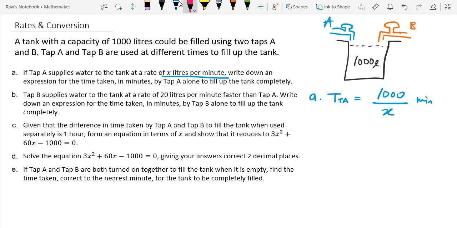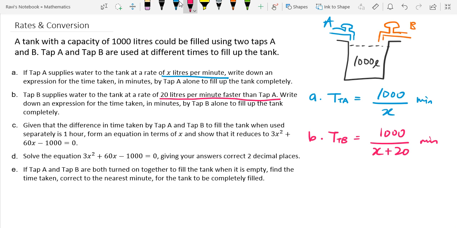Let's look at part B. So part B is similar, except that now we are only looking at tap B alone. So tap B supplies water to the tank alone. And we are given this information that tap B supplies water at a rate that is 20 liters per minute faster than tap A. Okay, so for tap B it is the same 1,000 liters that you need to supply, except that the rate is 20 liters per minute faster than tap A. So tap A's rate is X, so this is X plus 20. Okay, so those are the answers for part A and part B.